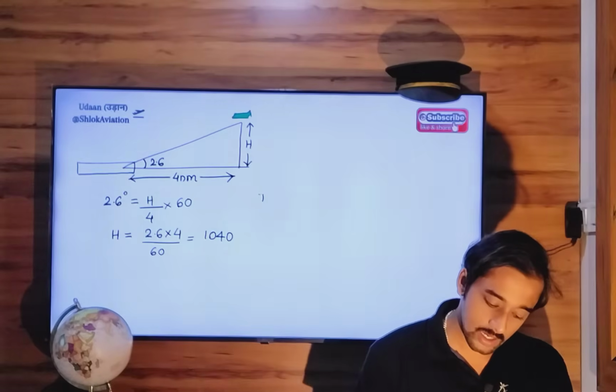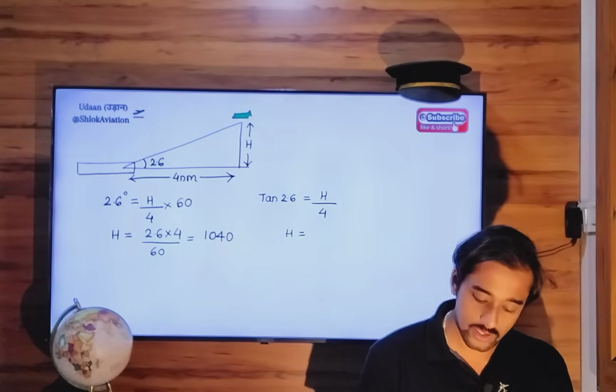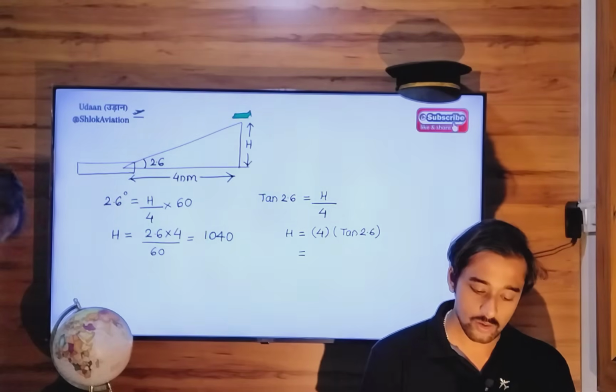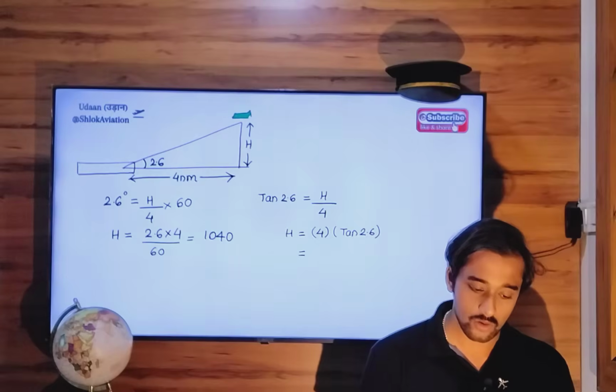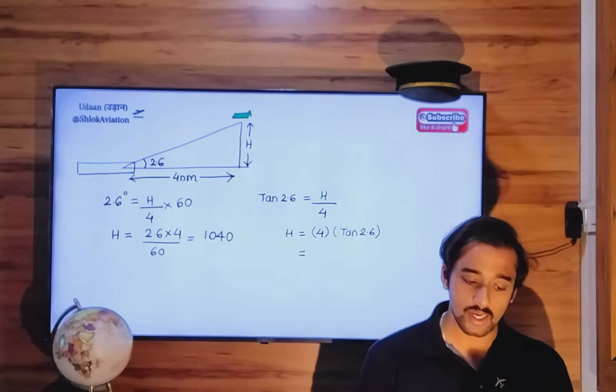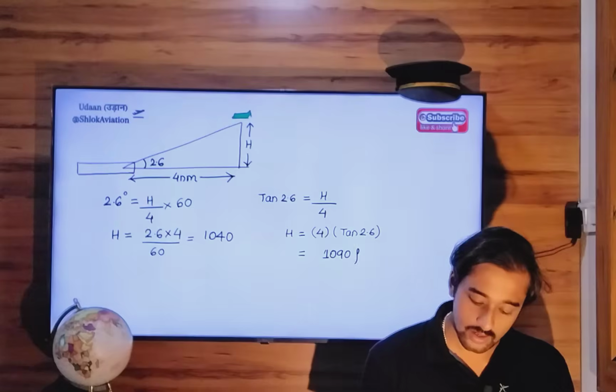Now let's use tan theta also once. Tan 2.6 is height upon 4. So height equals 4 into tan 2.6. Tan 2.6 into 4 into 6,000 is 1090. 1090 feet. Okay.